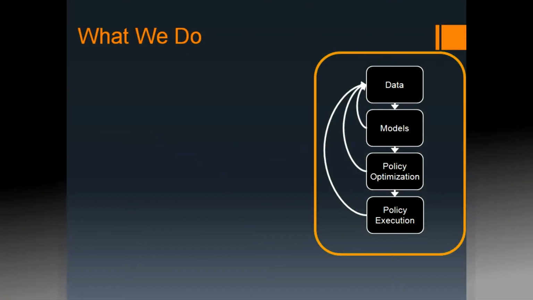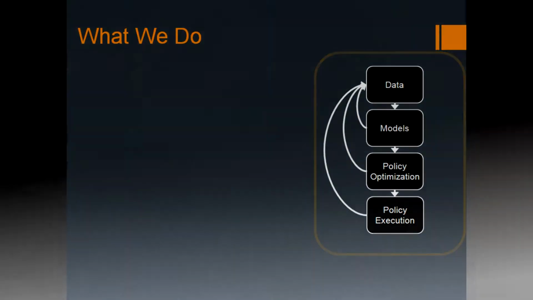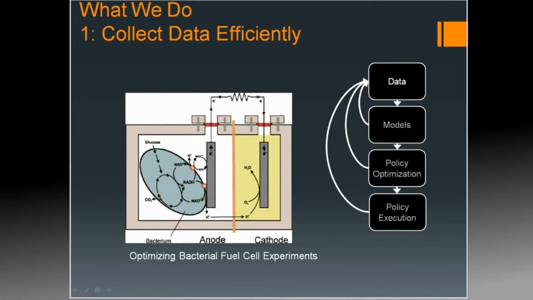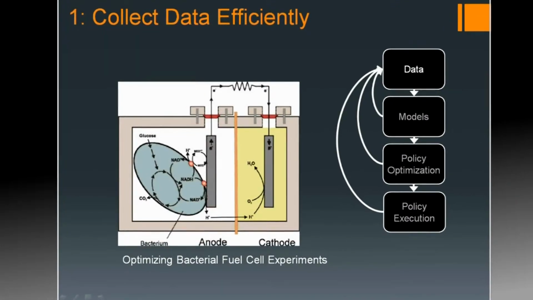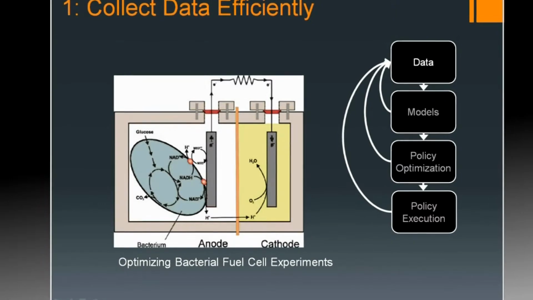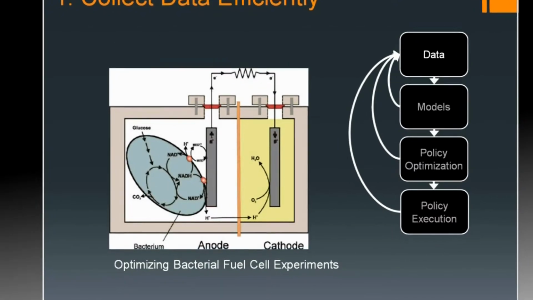So I've organized it in terms of this pipeline, starting with data collection and extracting information from data, then fitting models to that data, then optimizing policies. We help people collect data efficiently, and so we've been collaborating with a group here at Oregon State that works on bacterial fuel cells, and they need to optimize the materials in these cells, which involves manufacturing nanomaterials.